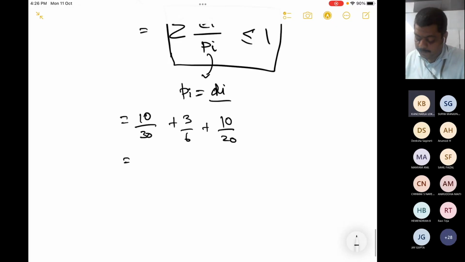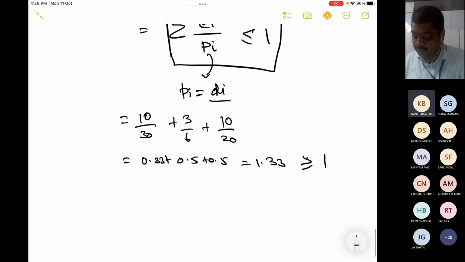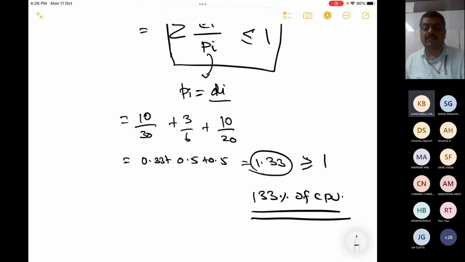You can see 1 by 3 is 0.33, plus 0.5, plus 0.5, which equals 1.33, which is greater than 1. In that case, the CPU utilization goes up to 133%. So 133% of the CPU is being scheduled, which means EDF takes more CPU time to execute this task set. This is how the utilization of the CPU is calculated.